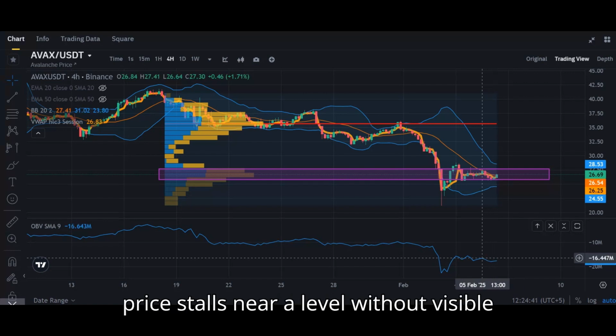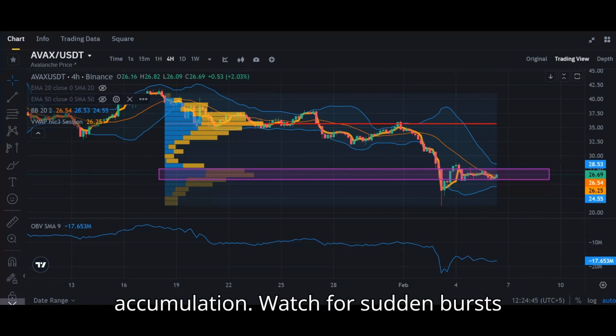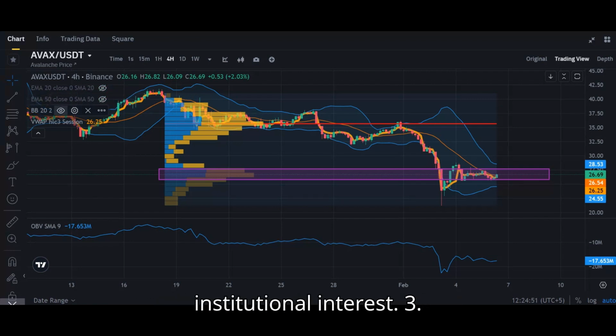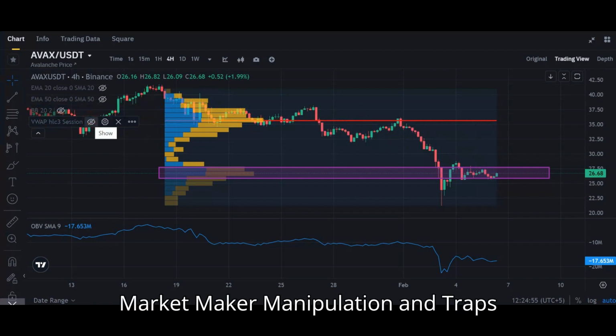If price stalls near a level without visible orders, it could be due to dark pool accumulation. Watch for sudden bursts in volume that aren't reflected in the order book. This often indicates institutional interest. 3. Market maker manipulation and traps.